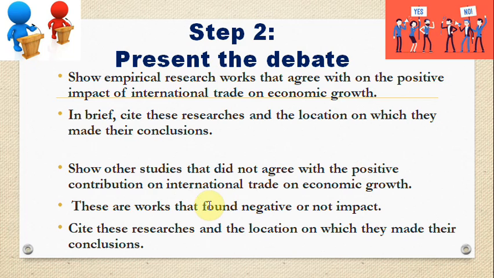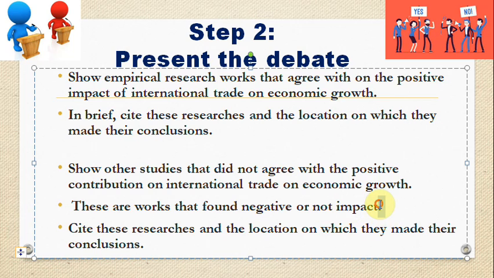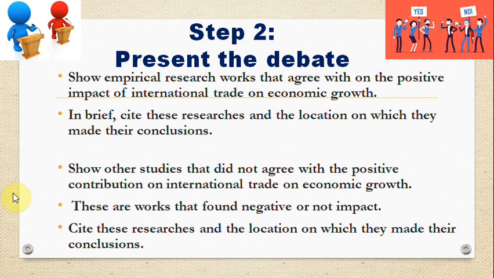This could be people who have found negative impact or who said there is no impact at all. It doesn't have any impact on growth. And when you do that, you cite the location of the research where this has been done and the conclusions they made. So you are presenting the debate. You started by showing us the theory. After showing us the theory, you now bring empirical studies that support or counter the theory.